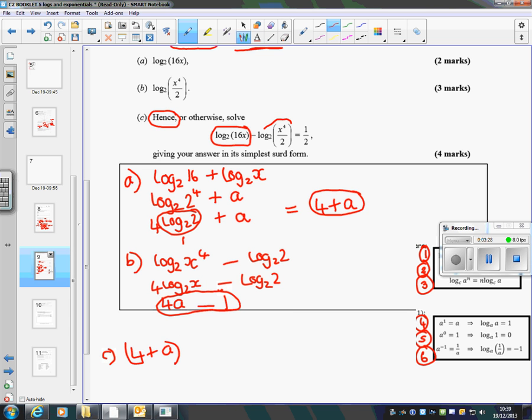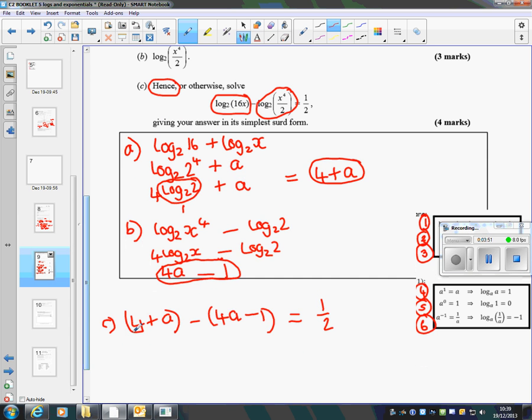Now this part here is what we've worked out in B, and in part B we've said that that can be written as 4a minus 1. And that's all equal to a half. So it's just replacing these in part C with our answers for A and B, because looking at that, it's a lot easier to solve. You just have to be careful with the brackets, with these signs, so that's why I've kept this in brackets here. So we've got 4 plus a minus 4a, minus times a minus, so that would become plus 1 is equal to a half.